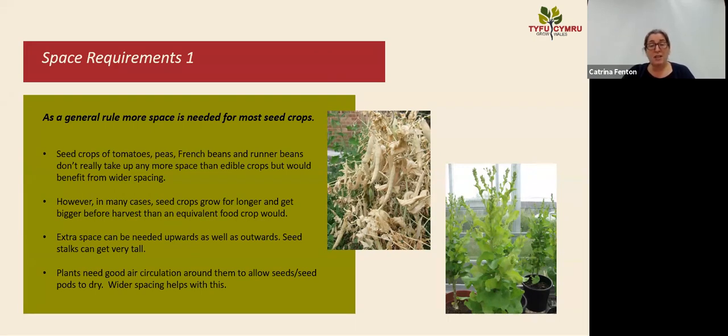Extra space is also needed growing upwards, so we've got a lettuce here on the right hand side, and you need to factor that in. These plants can grow to a metre and a half, and we'll talk about supports and support structures in a moment, but that also needs to be borne in mind. If you're starting from scratch, this is a great opportunity for you to think about your growing spaces, particularly if you're thinking of investing in a polytunnel.